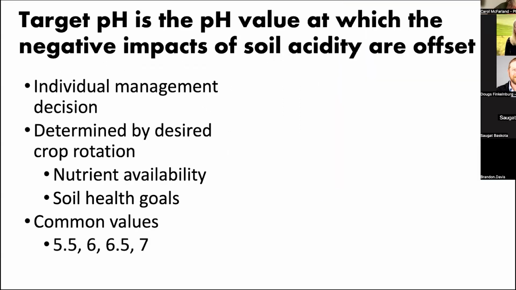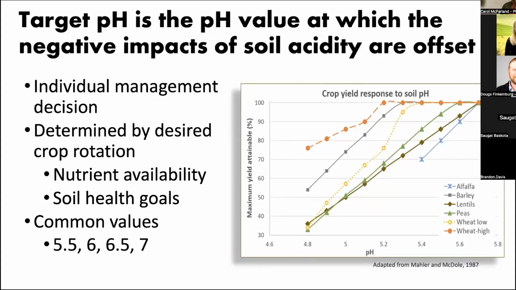So target pH is the pH value at which the negative impacts of soil acidity are offset. So this is going to be an individual management decision that's determined by desired crop rotation, your desires for nutrient availability, and your soil health goals. So common values are 5.5, 6, 6.5, and up to 7. And again, we don't have a number for a region. That is something that is more of an individual management decision.